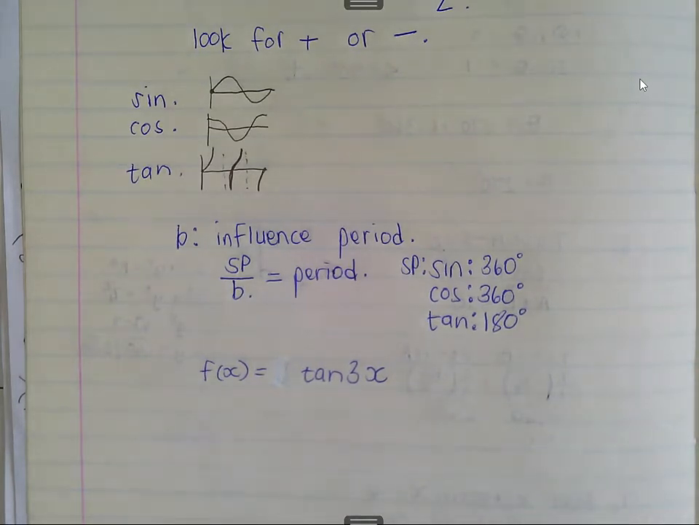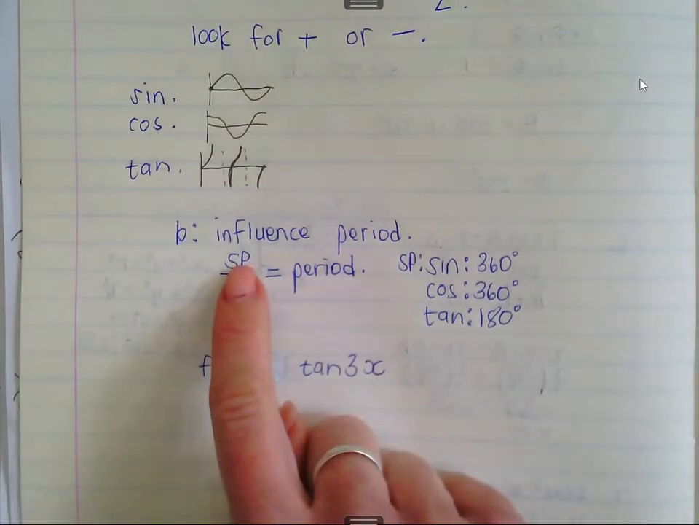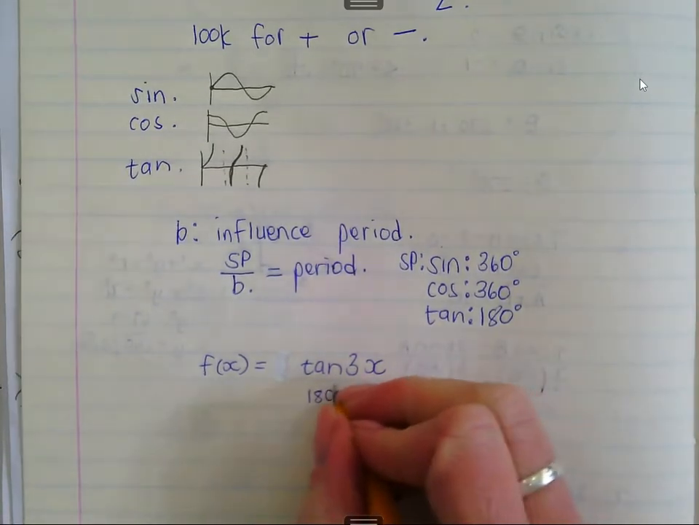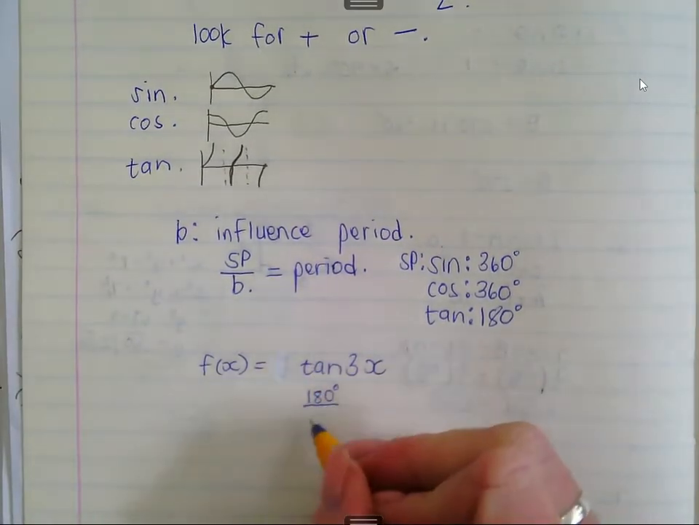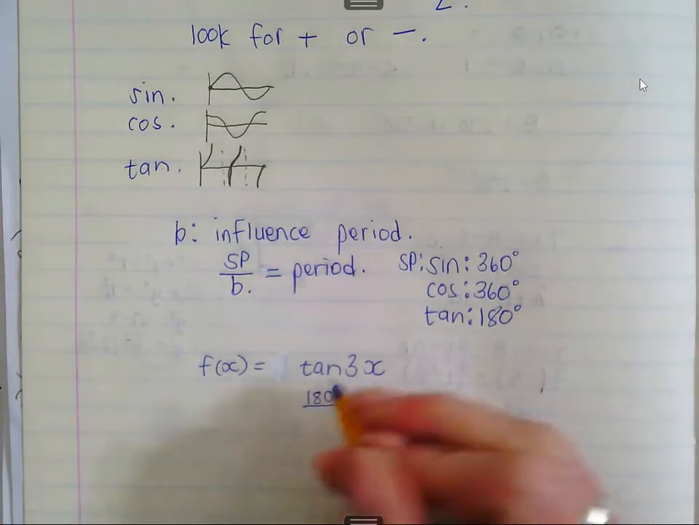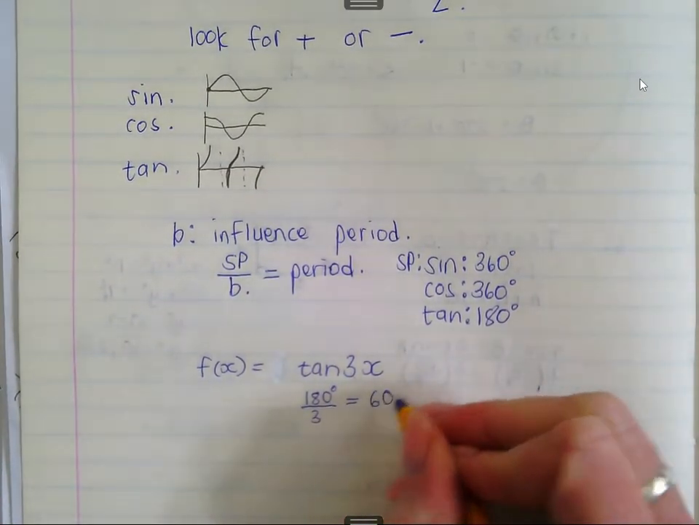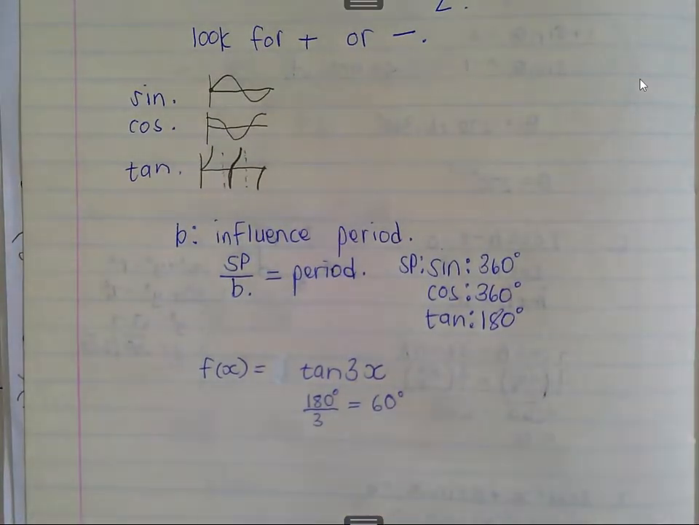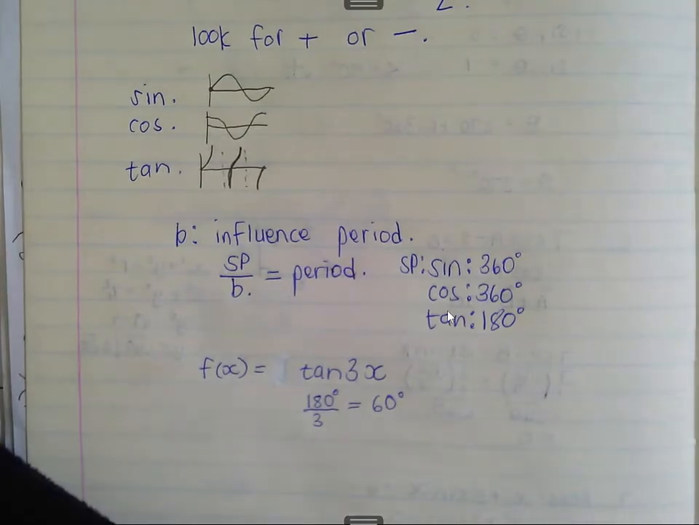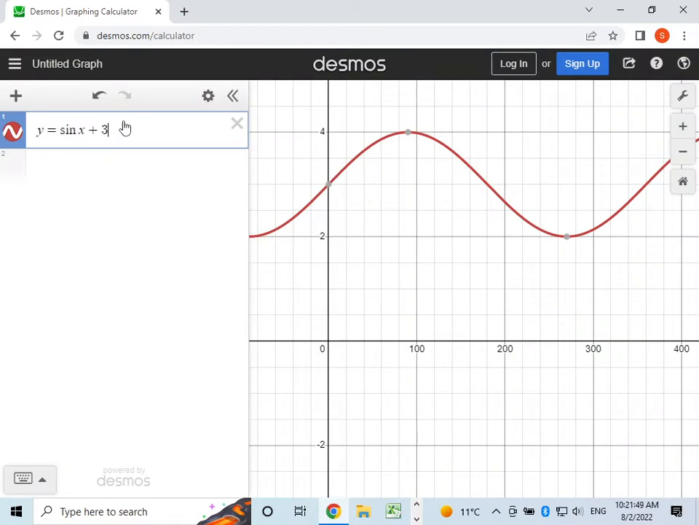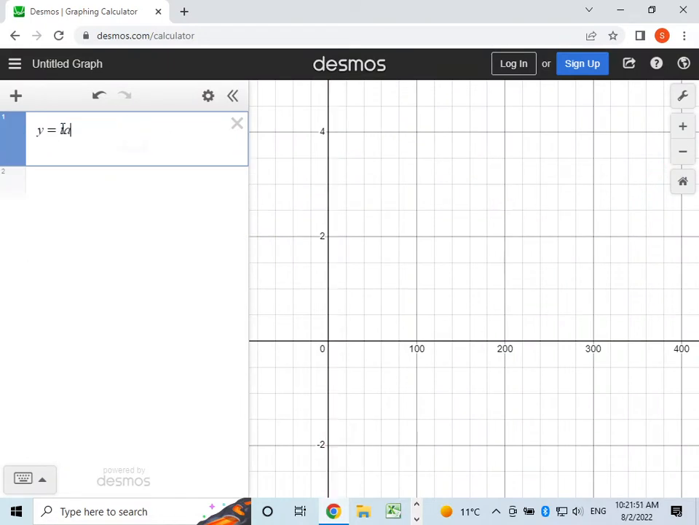Okay, so what I said is that you take the standard period, which is 180 degrees, and you divide it by b, which in this case is 3, and then you get the period of the graph, which is 60 degrees. Now let's quickly look at the graph when we draw it. Tan 3x.